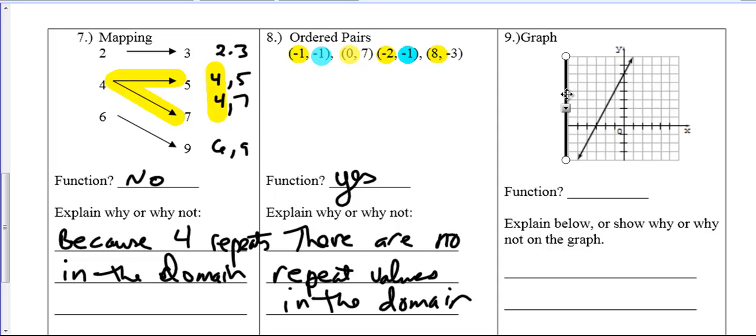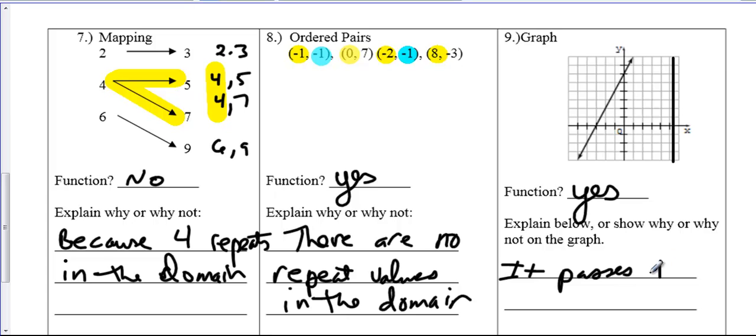Alright, so if I take this and I slide it across, notice I'm only hitting 1 point on that line the whole way. 1, 1, 1, 1, 1, 1, 1, 1 the whole way. When that happens, we are said to have passed the vertical line test, which yes makes this a function. So explain below or show why or why not on the graph. You could do the vertical line test, or we could just say it passes the vertical line test.